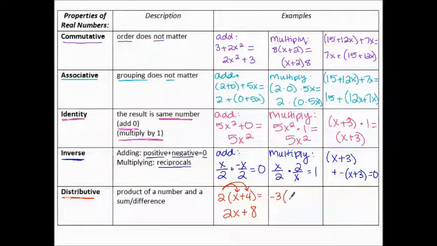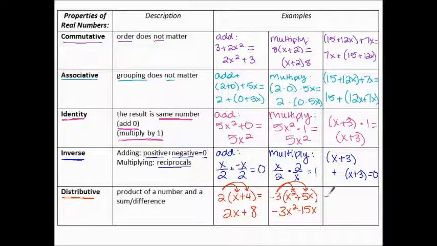Let's take a look at another example. Negative 3 times the quantity of x squared plus 5x. I'm going to do the same thing. I'm going to distribute into my parentheses. So I have negative 3 times x squared, which is negative 3x squared. Now I'm going to distribute negative 3 times 5 is negative 15, and I have an x on my 5. So I have negative 3x squared minus 15x is what happens when I distribute this negative 3 into both terms.